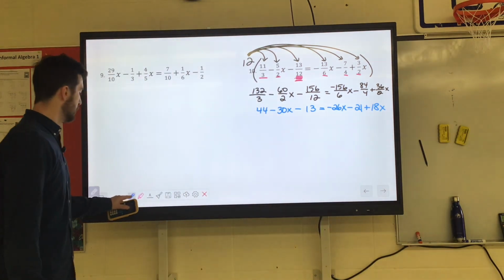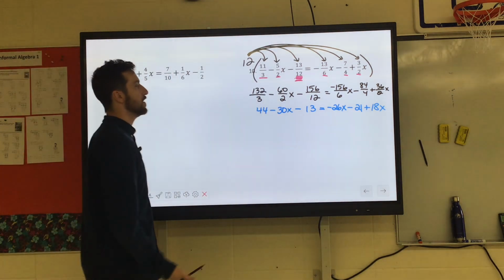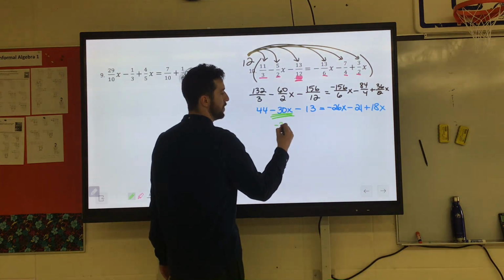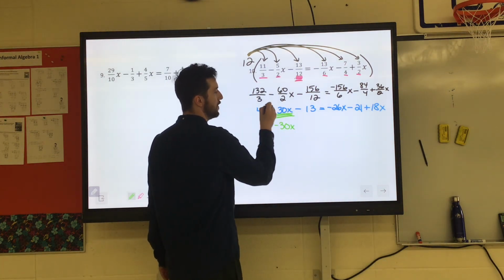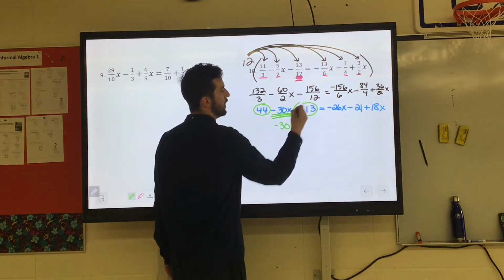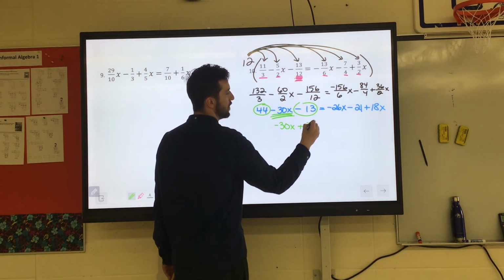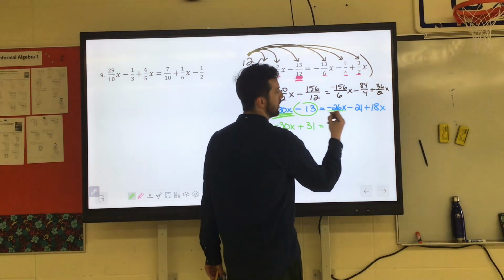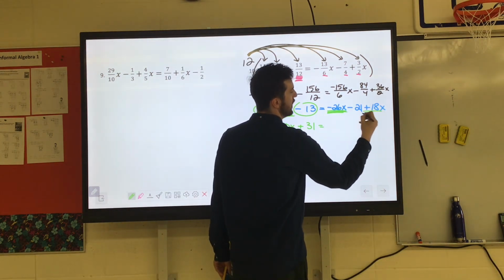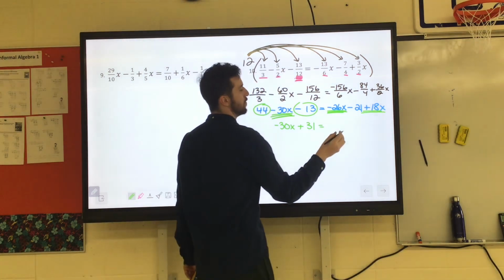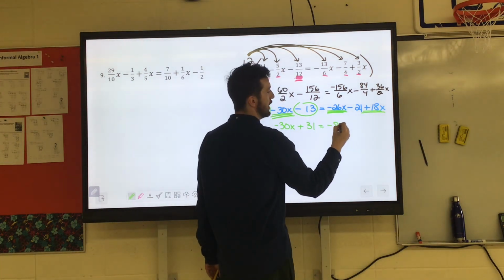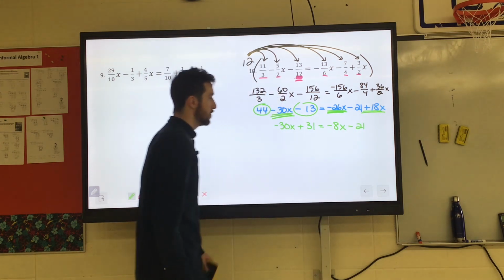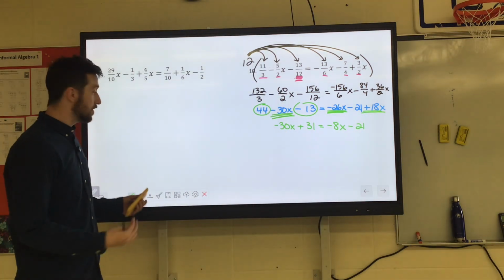All right. We gotta combine some like terms. On the left side, this is our only x, so we can't do anything with it, but I can do 44 minus 13, that's just 31. On the right side, we have some x's to combine. Negative 26 plus 18, 18 minus 26 is negative 8. And we have that minus 21. So we could get rid of either x.